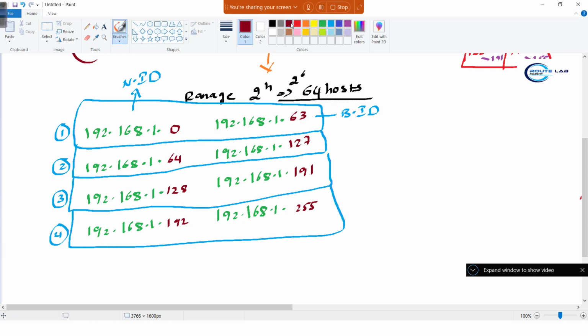For all these networks, the subnet mask will be 255.255.255.192. The addresses between the network ID and broadcast ID are the valid IP addresses that we can assign to our devices. So by using the concept of subnetting, we calculate the network IDs and broadcast IDs. Then we get the valid IP addresses that we assign to our hosts in the network.